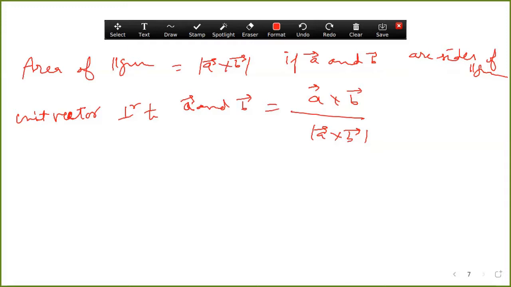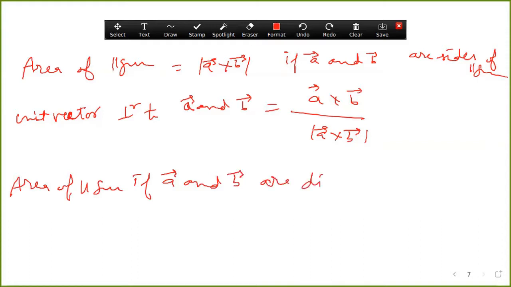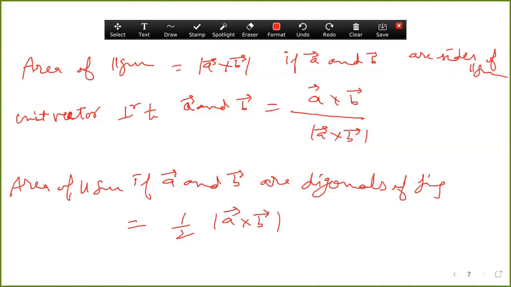Suppose you want the area of a parallelogram if A and B are diagonals of the figure, then how to get the area? That will be equal to half of the magnitude of the cross product A cross B. In the first case these are the sides; here I have told you diagonals, so the formula is different. So you have to remember.